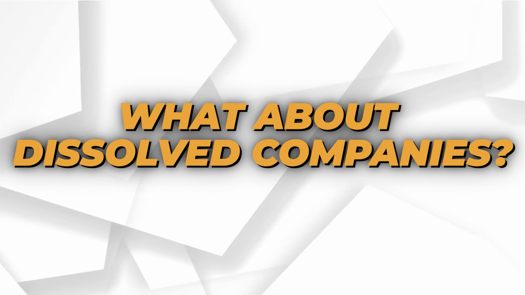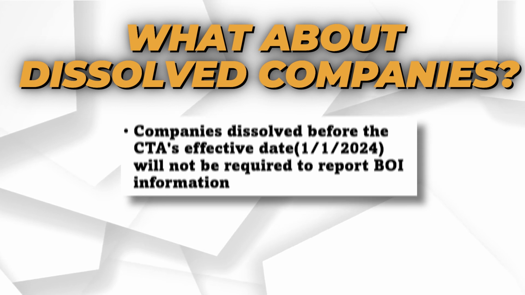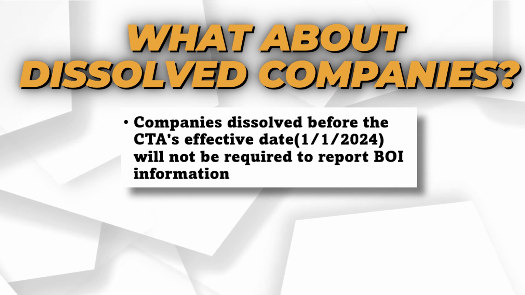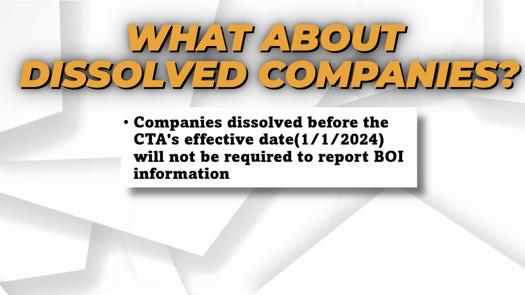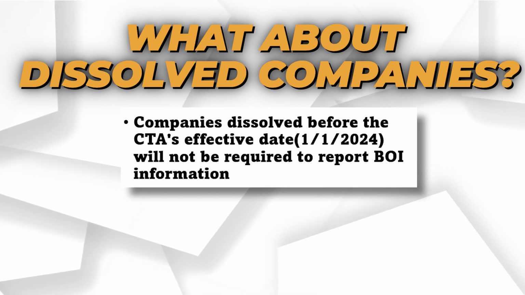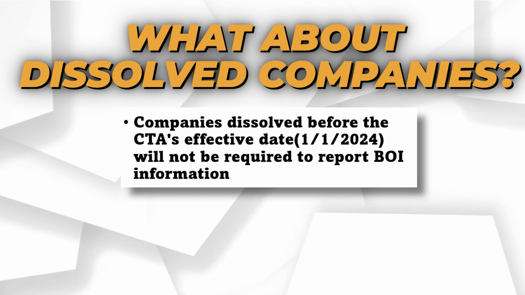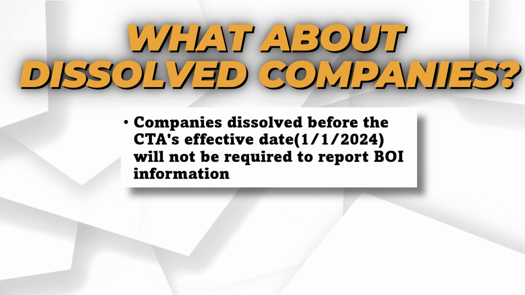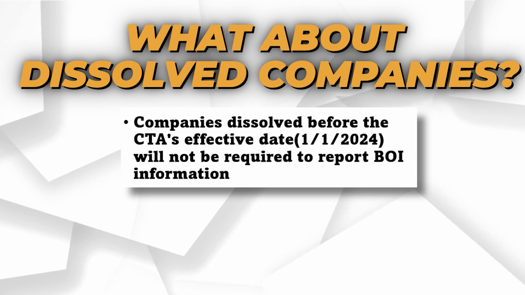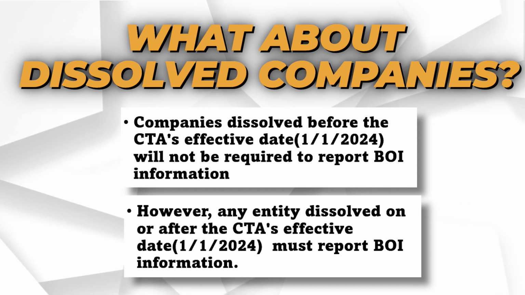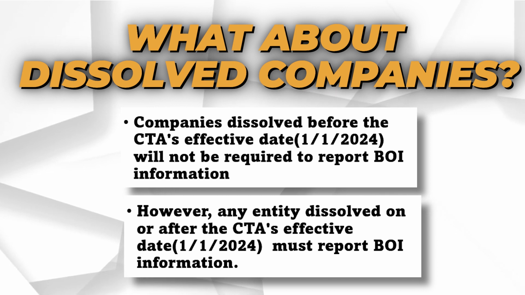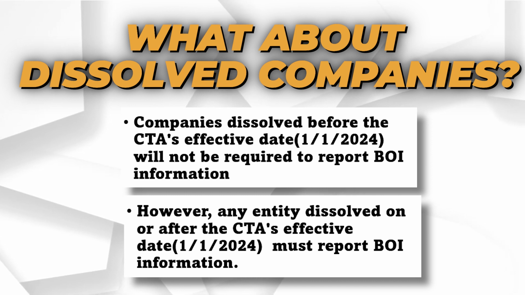Now, here's the deal. Companies that are dissolved before the CTA's effective date. Okay, so the CTA, the Corporate Transparency Act, became effective on January 1, 2024. If you dissolved your company before this law became effective, you will not be required to report your beneficial ownership information. However, if you did not dissolve it before 2024 and you wait and the entity was still active in 2024, even for 1 day or 2 days, you would have to report beneficial ownership information.